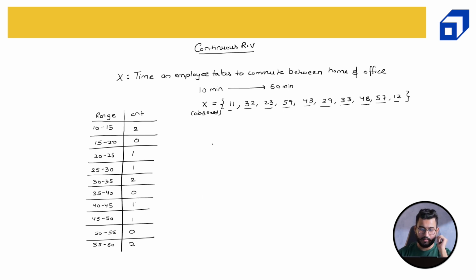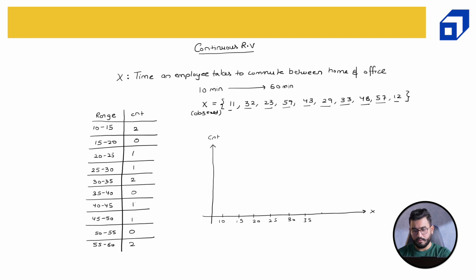Now when I plot this, I will plot it as a range. So my x is over here, which is again the time taken by an employee to commute between office and home. Here I'm having the same count, but here I will have the range, starting from 10, 15, 20, 25, 30, 35, 40, 45, and so on till 60. And then I will have these bars, which is known as the histogram.